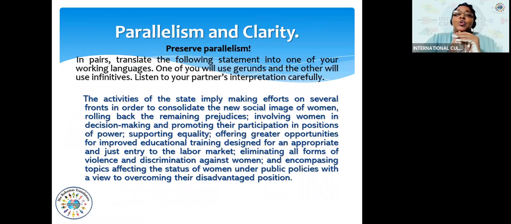Now, let's talk about parallelism and clarity. When we are observing parallelism, we want to make sure, for example, if the speaker says "jumping, talking, and studying," you don't want to change the gerund in this case to a noun, which could happen or could be done in your other language combination, unless it's absolutely necessary. You want to be parallel. You want to be consistent with the original message.